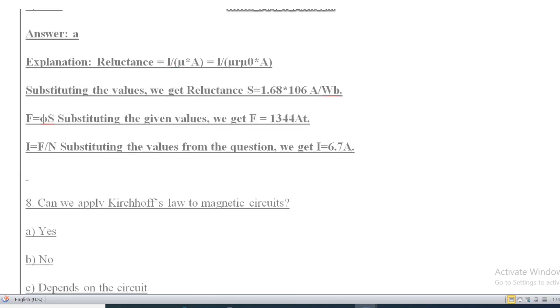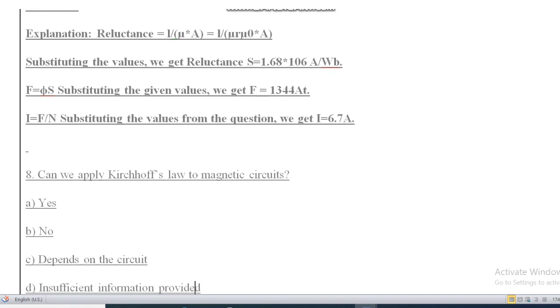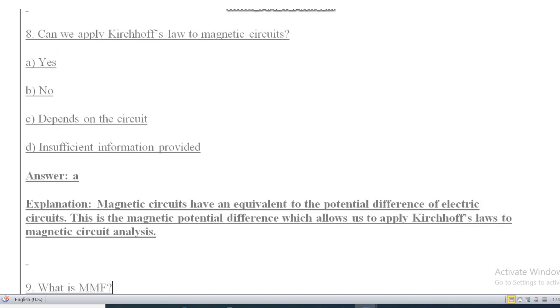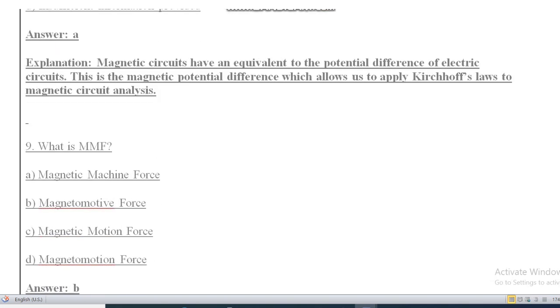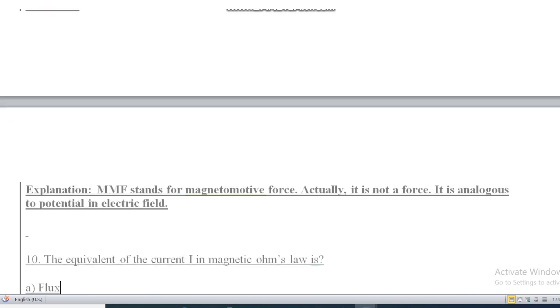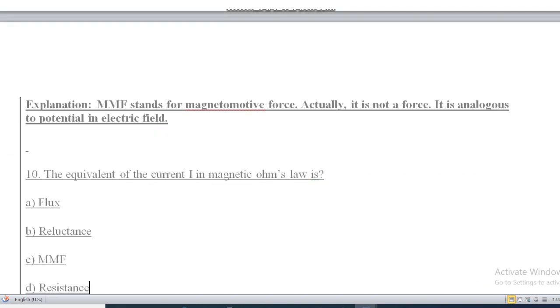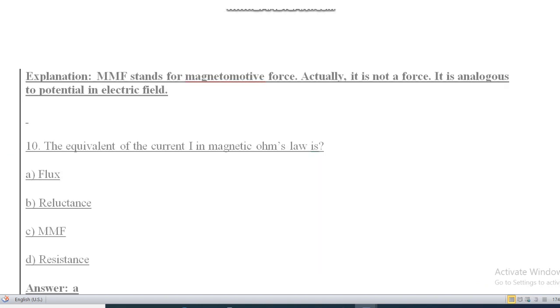Then next is can we apply Kirchhoff's law to magnetic circuits? Yes, we can apply Kirchhoff's law to magnetic circuits. Then what is MMF? It is magnetomotive force. Then the equivalent of current I in magnetic Ohm's law is A, that is flux.